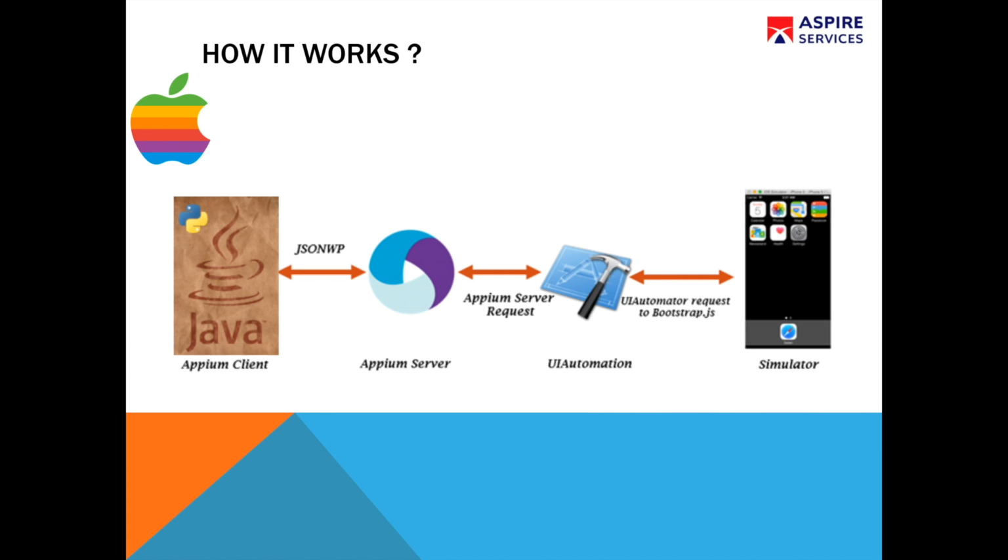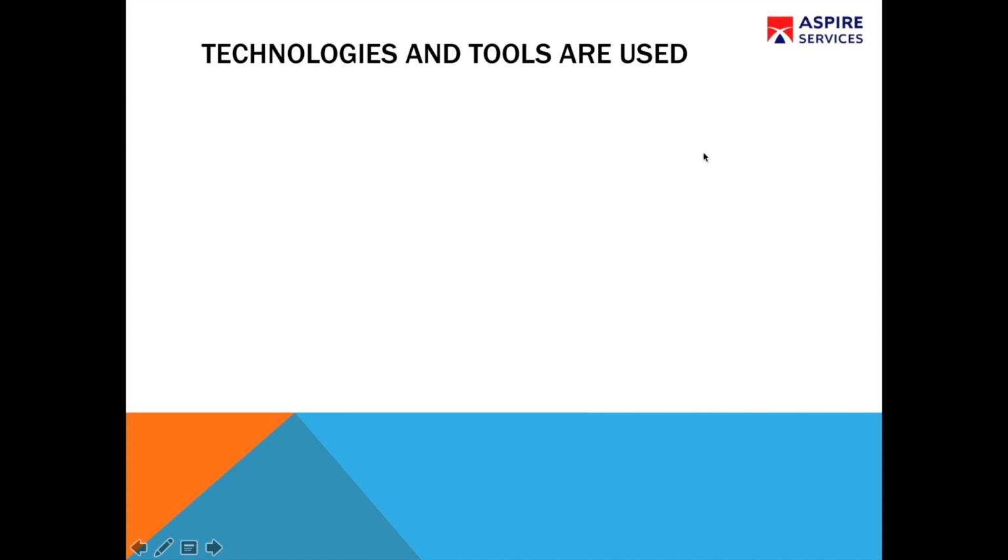The Appium server will create an automation session for the client and also check the desired capability. Then the UI automation will communicate with the bootstrap jar. Then the bootstrap jar will perform an action for our AUT. The same as Android. So let's get now to the technologies and tools used for this.